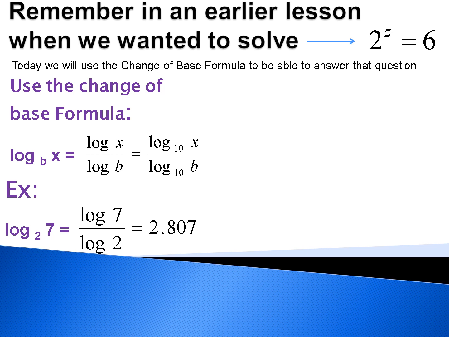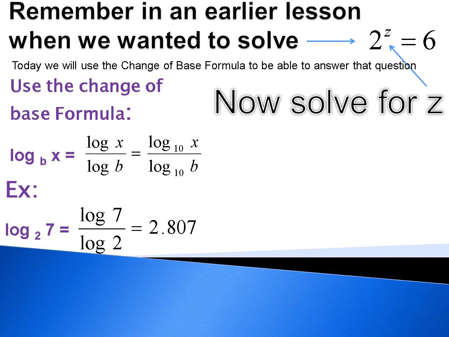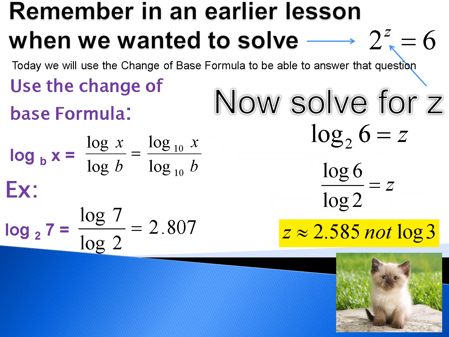Now, let's see how this applies to our 2 to the zth problem. So we know we can't solve 2 to the zth equals 6 right now. So we have to convert it to a logarithm. So that's going to be log base 2 of 6 equals z. Now, because this is not a base 10 logarithm, I cannot enter it into my calculator yet. I have to convert it to a base 10 using change of base. So I'm going to do log of 6 divided by log of 2. Again, please make sure you enter this as two separate steps. So log 6, enter, divided by log 2, enter. And when you type that into your calculator, you get that z is approximately 2.585.